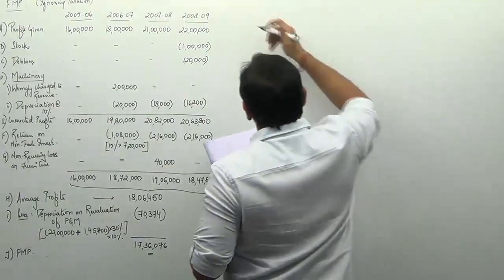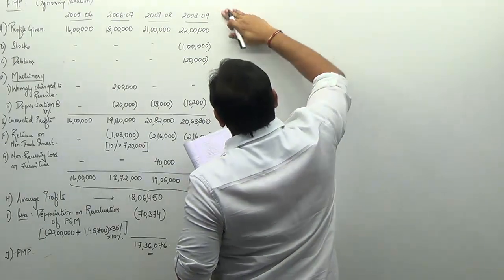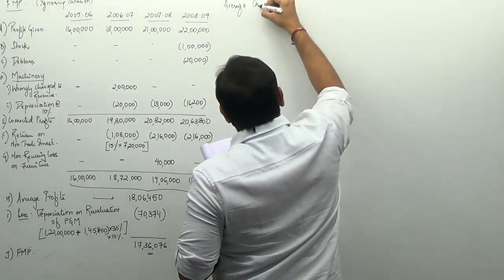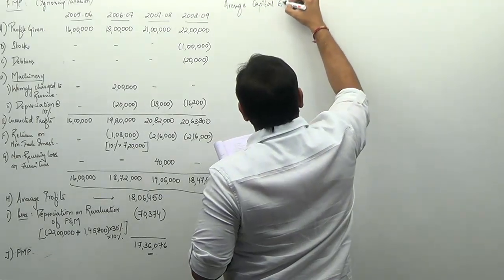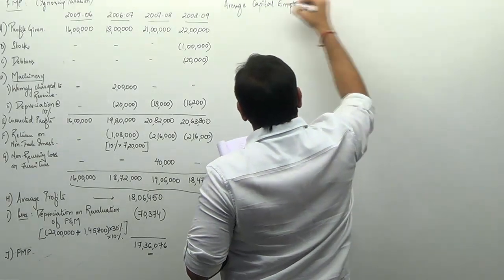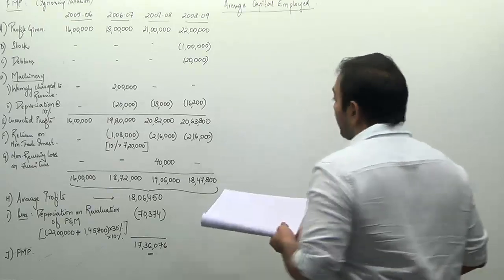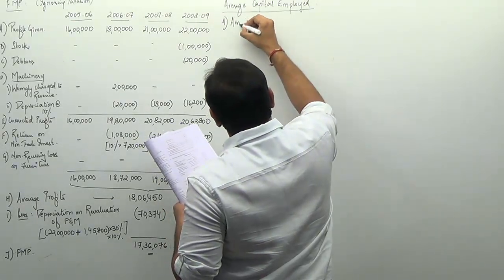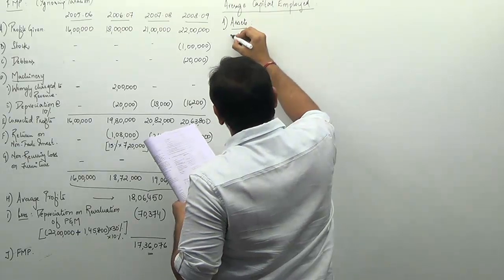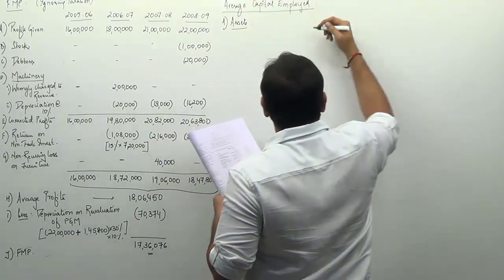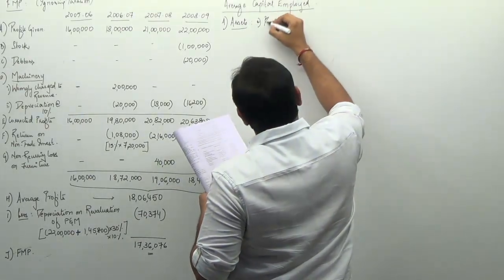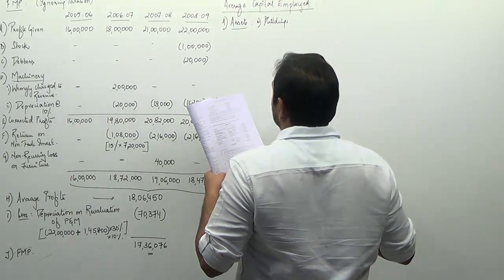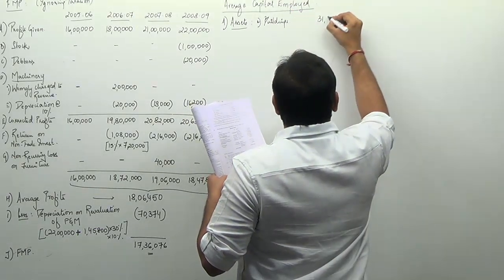Get the capital employed next. I need average capital employed. Let's start with the closing. Assets. Go one by one. First asset is building. Upward revalued by 30%. 24 lakhs plus 30% is 7 lakhs 20,000. 31 lakhs 20,000.